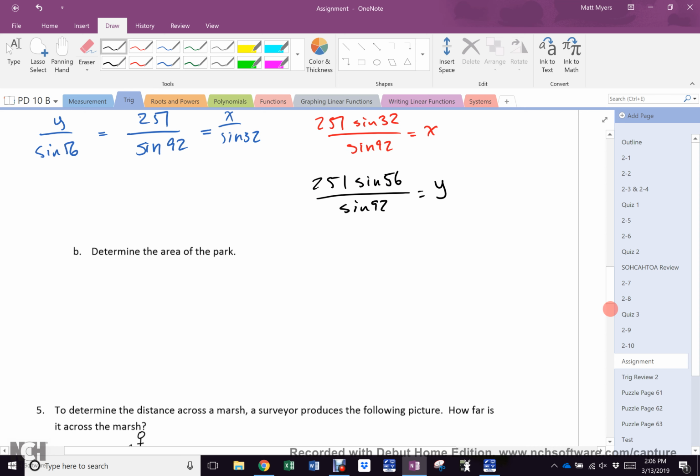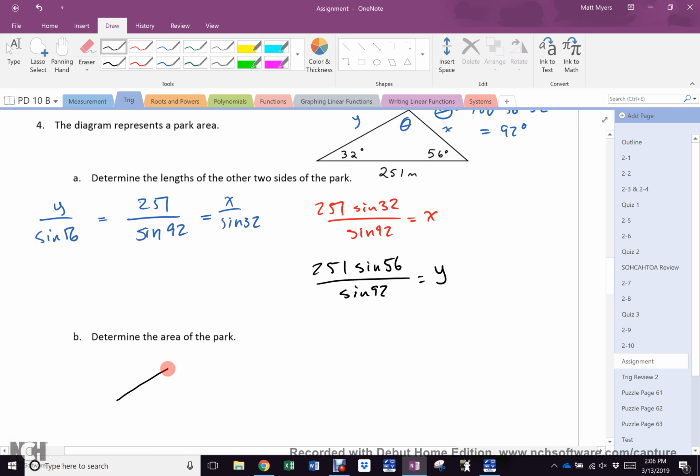Determine the area of the park. Well, I need this height here because the area of the park equals base times height over 2, which equals 251 times height divided by 2. I need the height. There's the height. Y is 251 sine 56 divided by sine 92.